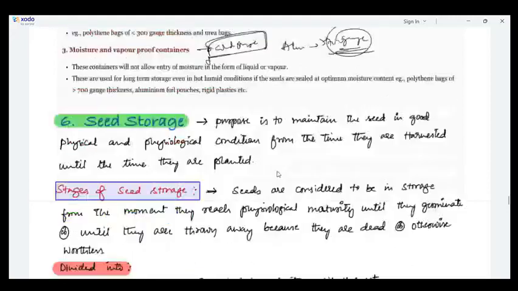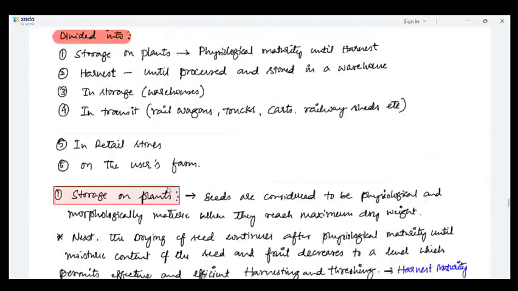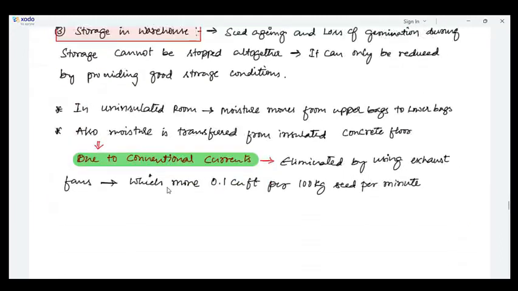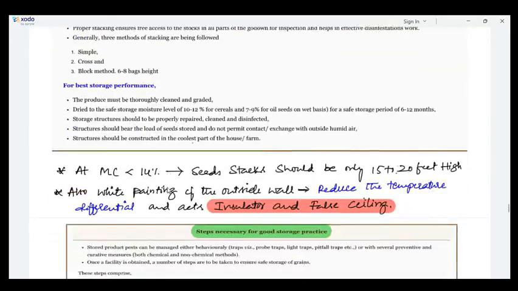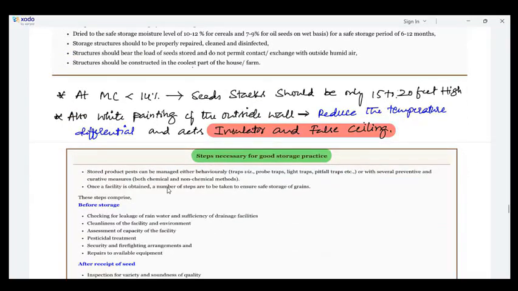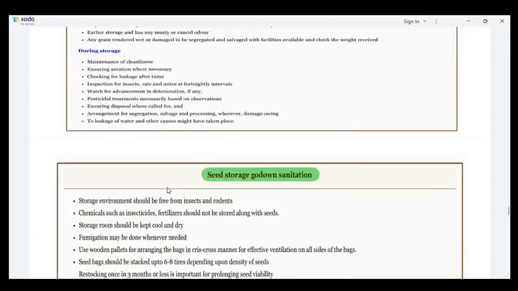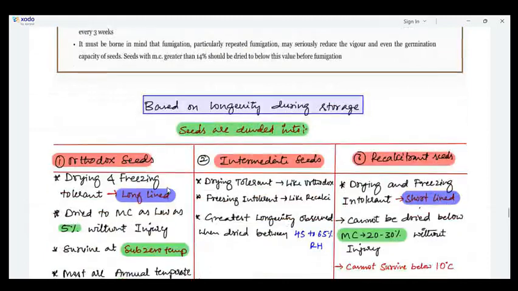Next is seed storage. What I need to discuss is precautions and everything. I hope you can remember this. Don't worry about it. Sanitization, fine.